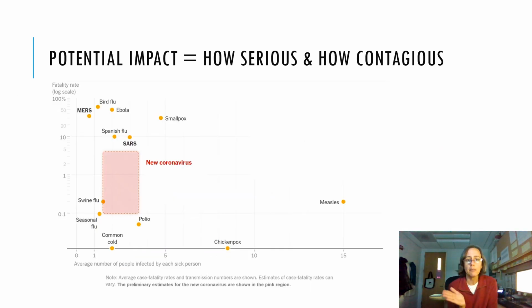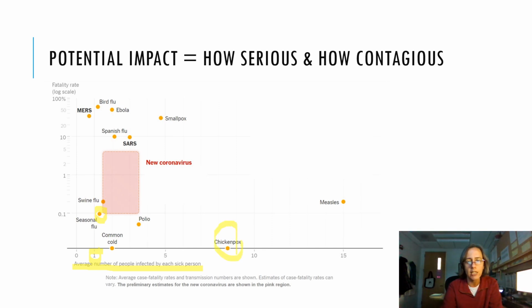So again, when we're looking at potential impact, how serious the disease is, what's the case fatality rate, what proportion of people get hospitalized, have long-term complications, and then how contagious it is, how rapidly and to what extent it can spread through the population. So this chart is looking at R0 on the bottom, so average number of people infected by each sick person, that's the R0. So down here, R0 of 1. So seasonal flu, on average, most people transmit it to like 1.2 people. So it doesn't tend to spread very quickly, but it still gets there, right?